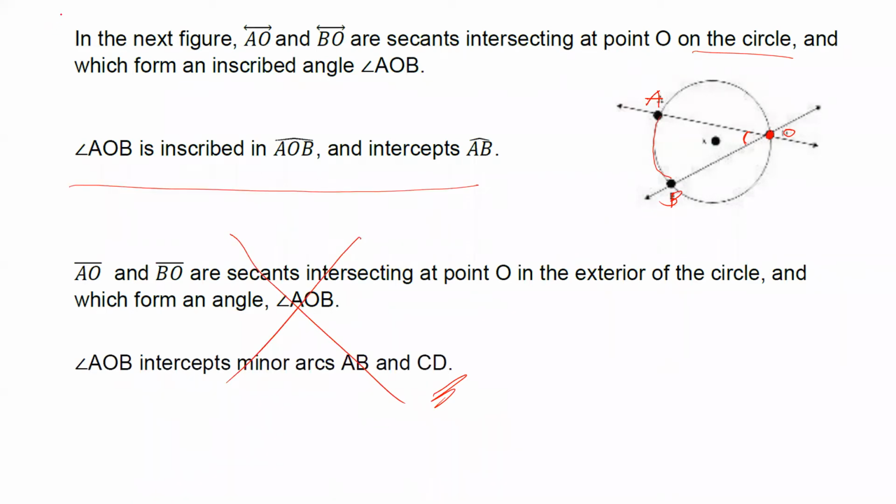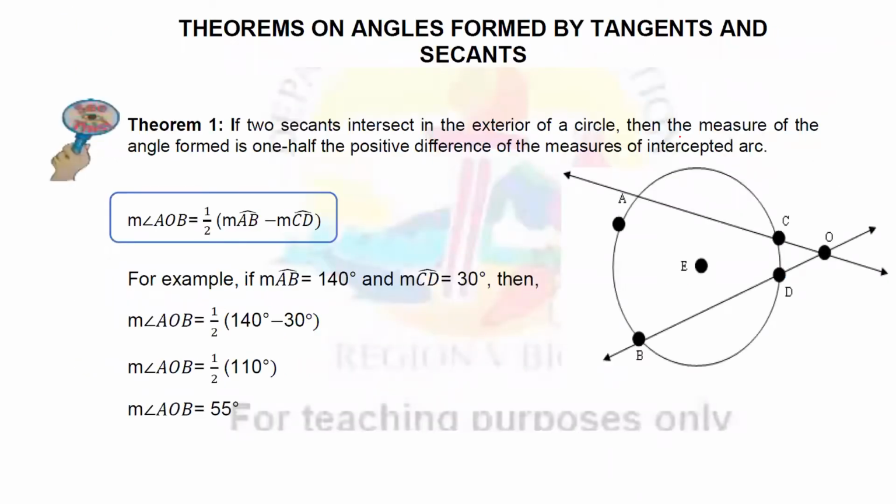So this is the figure. Two secants intersect at point O on the circle and form an inscribed angle AOB, and the intercepted arc is AC. And that is the figure. Now let us proceed to the theorem.